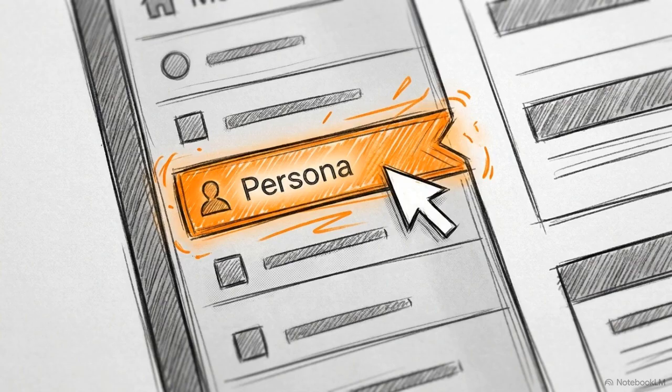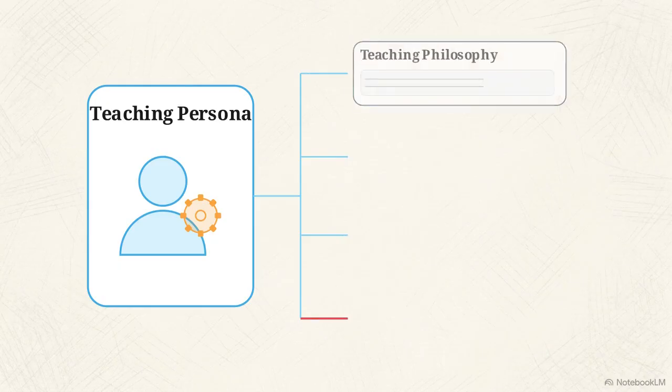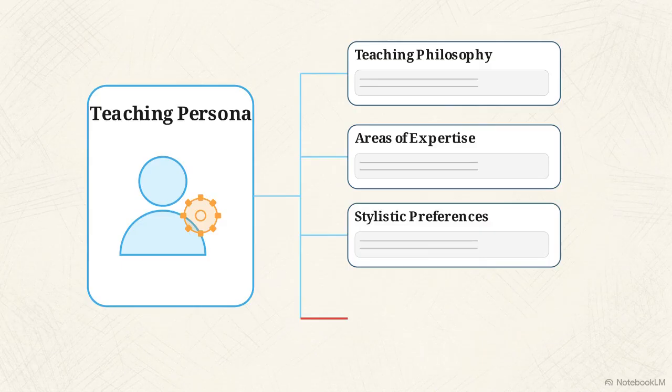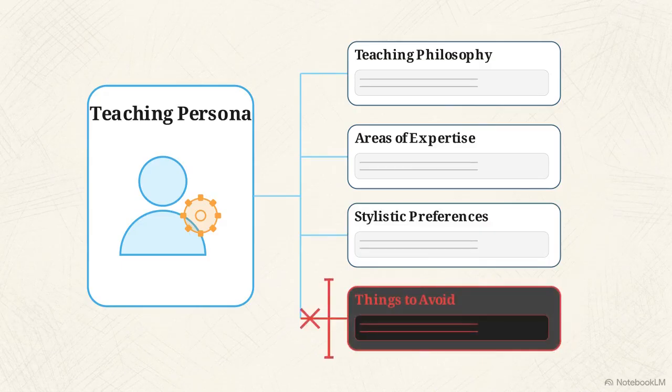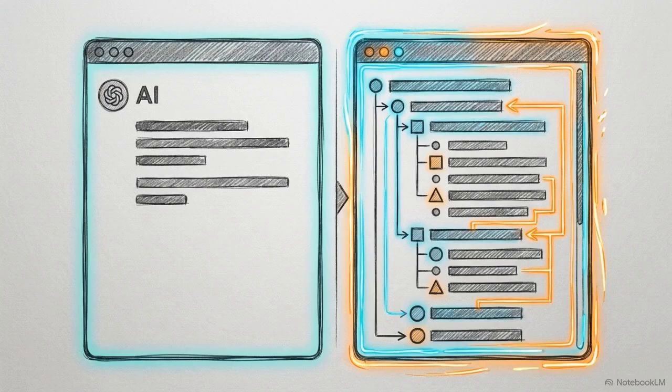Log in, open your profile, and navigate to the Persona tab. Here, you must define 4 specific parameters for the system: your teaching philosophy, your areas of expertise, your stylistic preferences, and any topics the AI must explicitly avoid. This mockup shows the About Me settings, with a rule banning idealized frictionless examples entered into the Things to Avoid box. Skipping this configuration leaves the AI guessing, resulting in generic proposals that ignore your specific teaching methods.